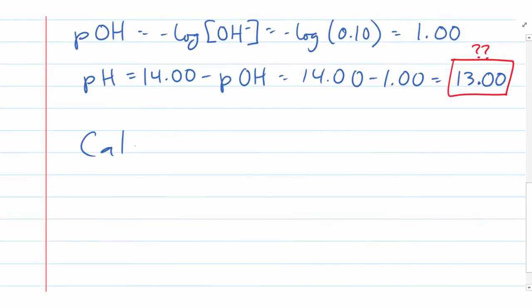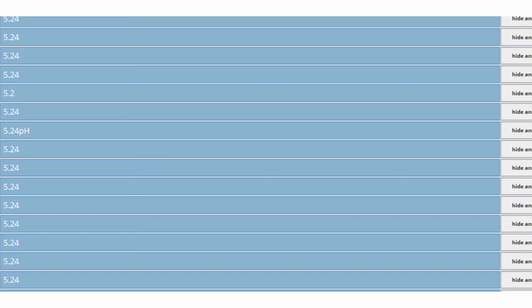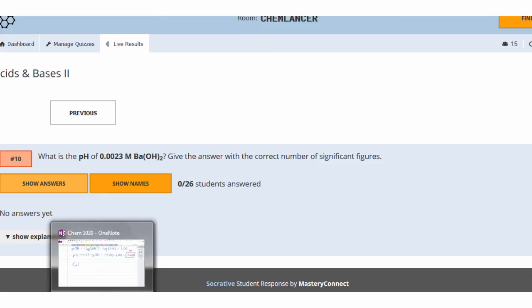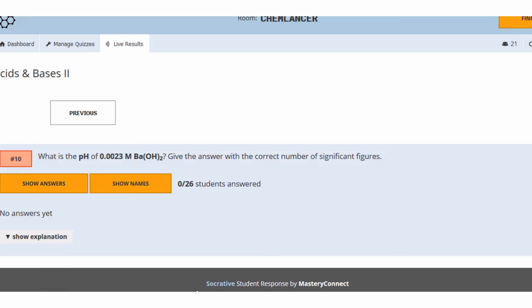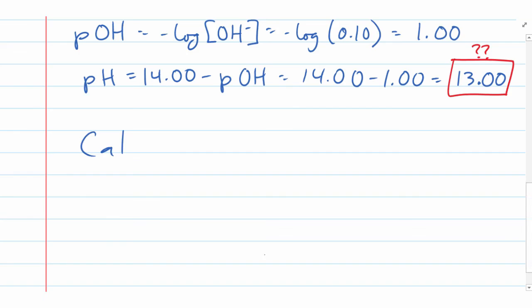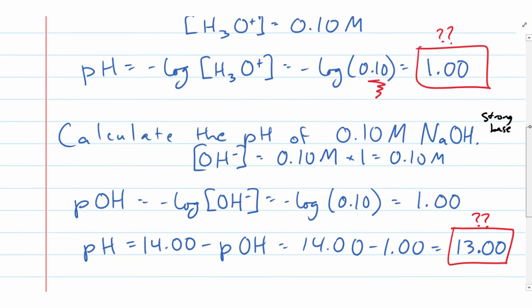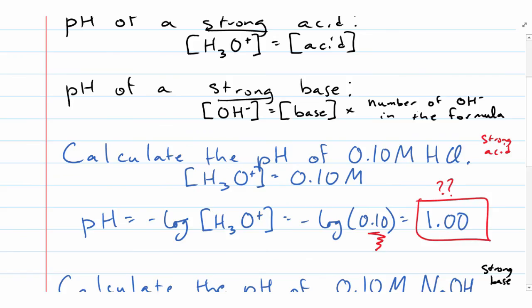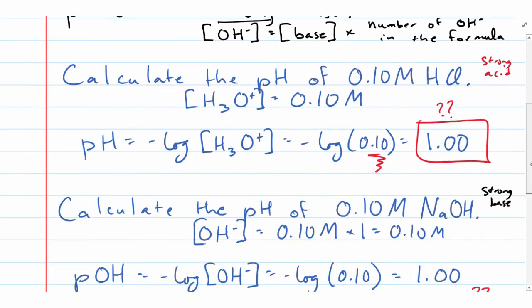And the last one is on the Socrative app as well. And it is this one right here. We want to know, what is the pH of 0.0023 molar barium hydroxide? Now in this one here, this has how many hydroxide ions in the formula? There's 2. So remember then that you need to first find the hydroxide ion concentration, which is equal to the concentration of the base times the number of hydroxide ions in the formula.